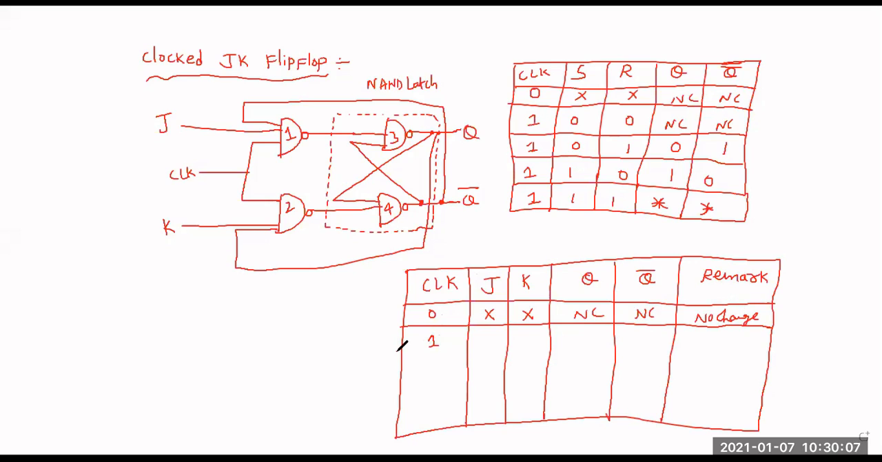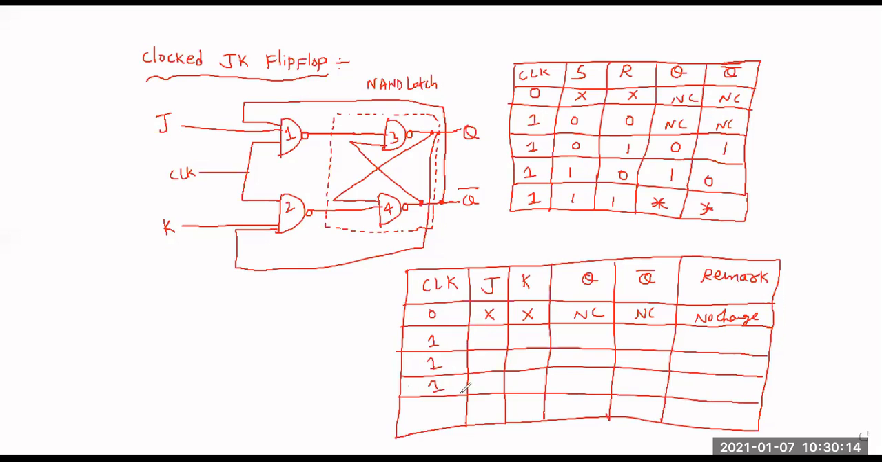Whenever this clock pulse is applied, that is 1, the values are 0 0, 0 1, 1 0, 1 1. When 0 0 is given, I automatically have the same SR values, so it operates exactly similar to the SR flip-flop up to this point. But the disadvantage comes at 1 1, and that 1 1 problem we are going to remove here. We will see how the forbidden state is handled.